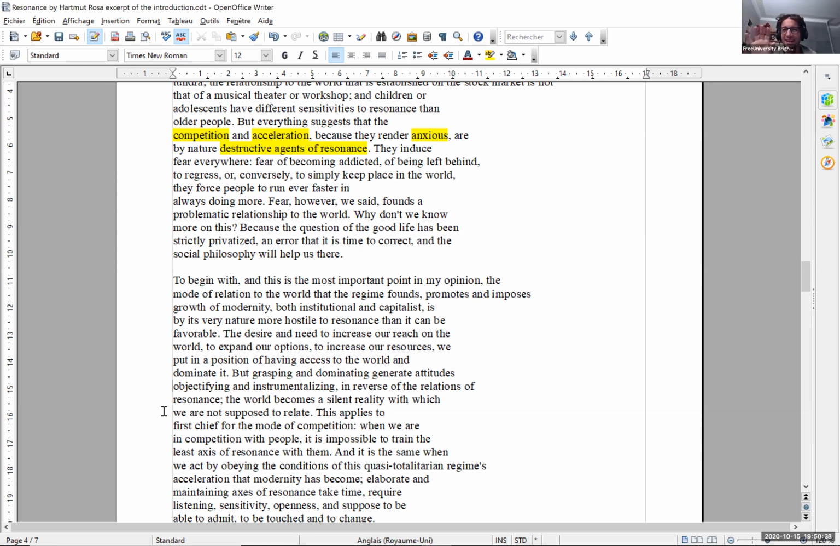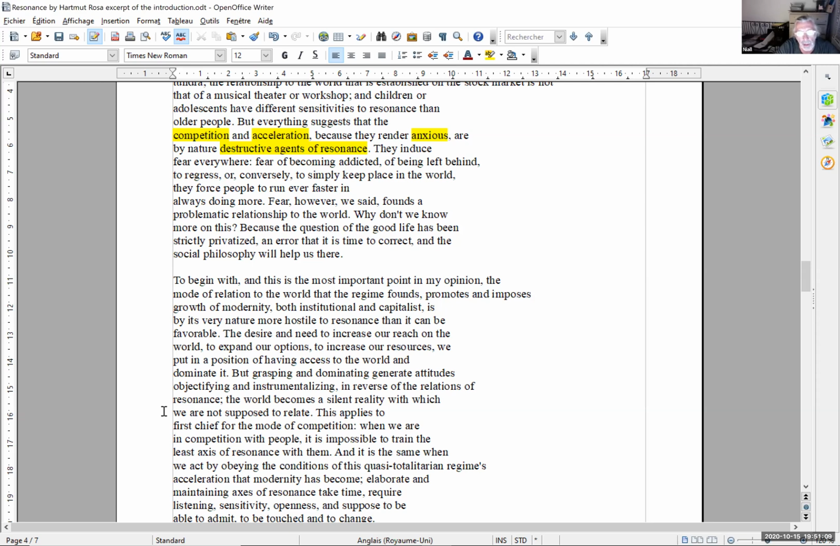I think there's a syntactic problem. This sentence has to be reworked, but let's pretend we understand it and start again. To begin with, and this is the most important point in my opinion, the mode of relations to the world that the regime founds, promotes and imposes, a growth of modernity, both institutional and capitalist, by its very nature becomes more hostile to resonance than it can be favourable.